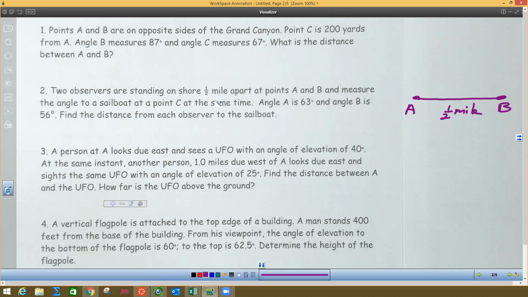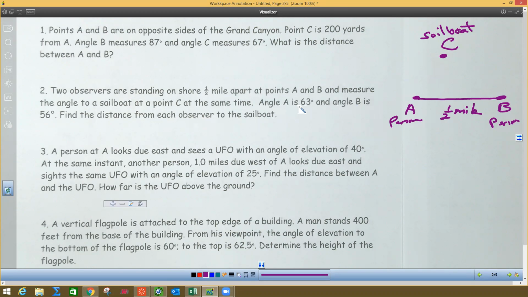And then it says to measure the angle to the sailboat. So there's a sailboat somewhere out here in the water. We're going to call that C. Now, if you want to put person A here, if you want to write person so you remember what they are, sometimes that helps. Person B, sailboat C.